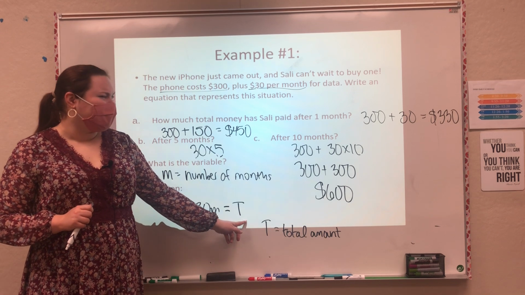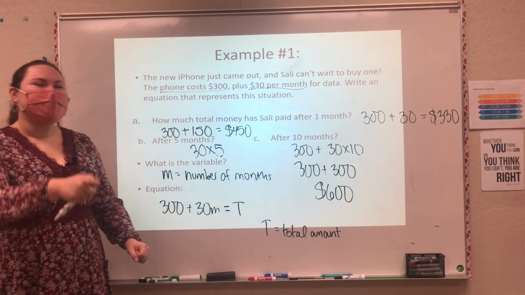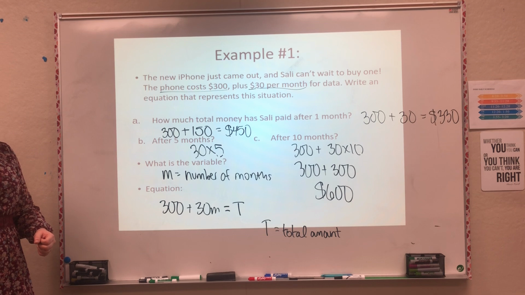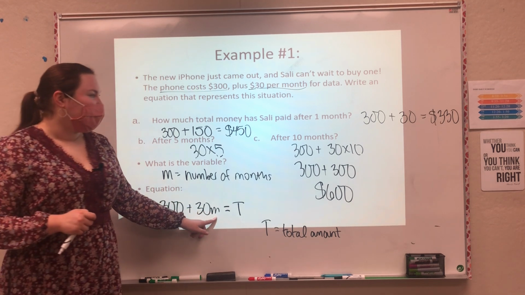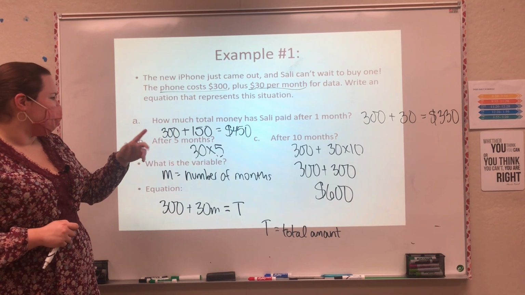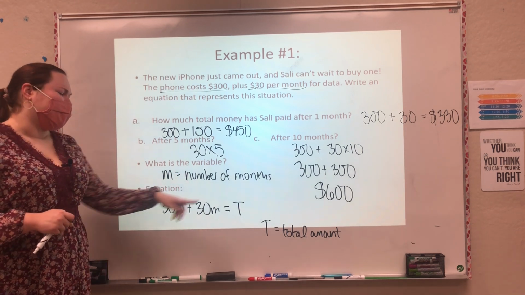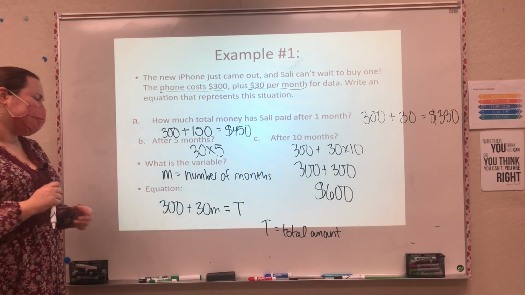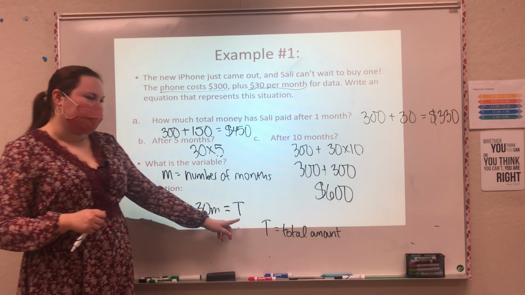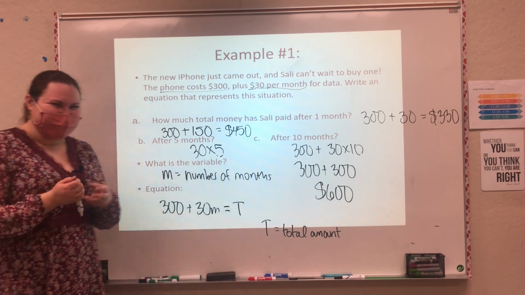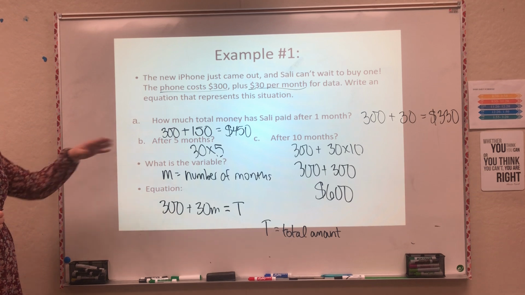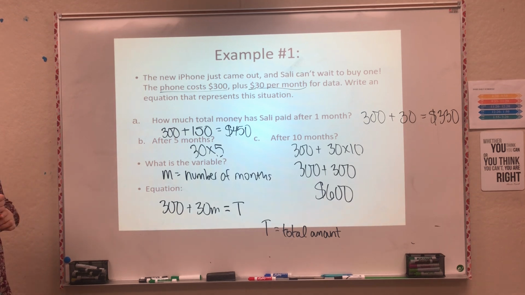Do you know what that one letter is? M. Yeah, why couldn't we use M? You can't use two together. Yeah, M we already said represents the number of months. So I couldn't also use M for something else. I say that because lots of times people want to use M for money. M is already defined as months, so we need a different letter.